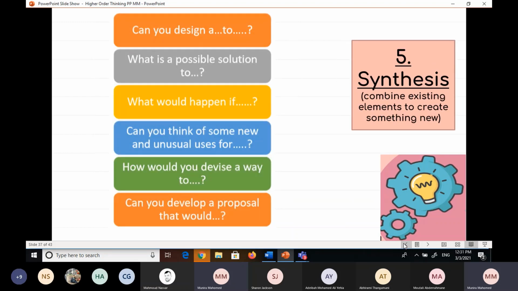The fifth one, synthesis. Combine existing elements to create something new. Can you design something to do this? What is a possible solution to this problem? What would happen if I did this? Can you think of new and unusual uses for so and so? How would you devise a way to do this? Can you develop a proposal that would change this? These are all questions that we ask when we think of how we would create something new for them. So combining the existing elements to create something new.